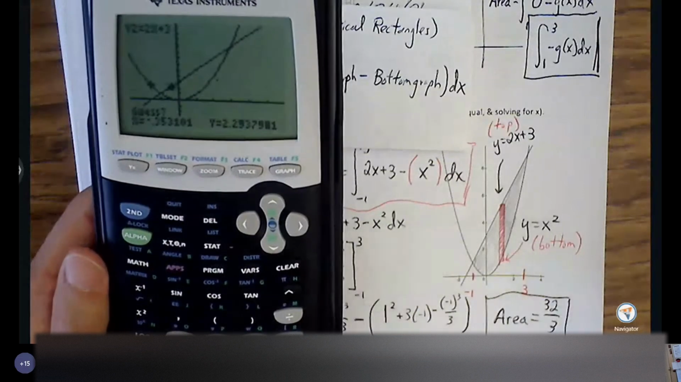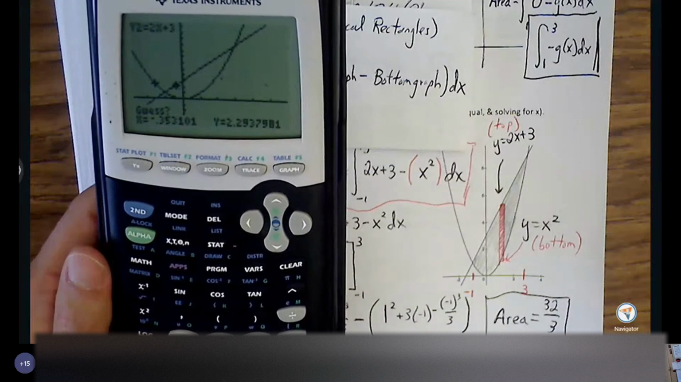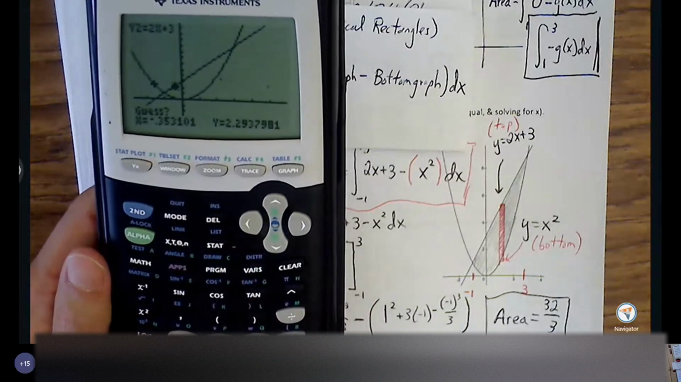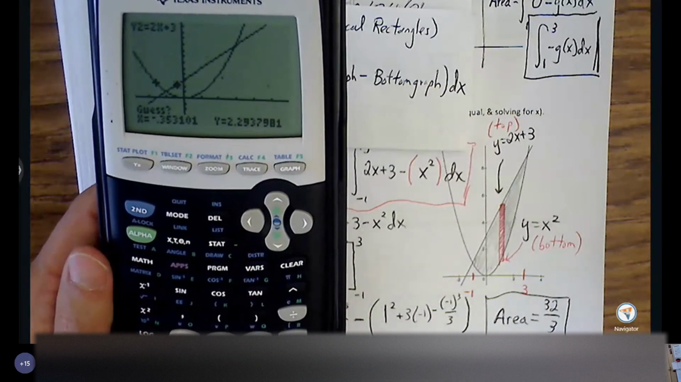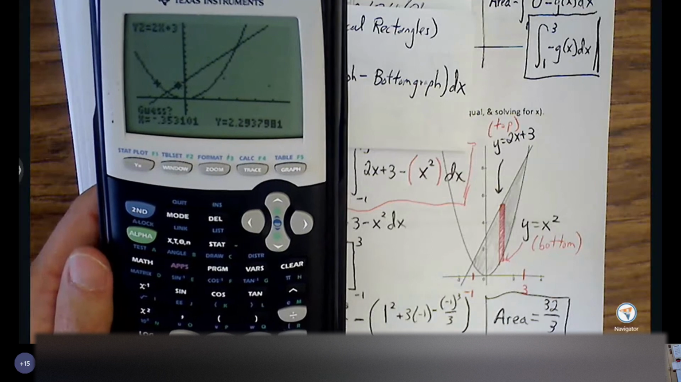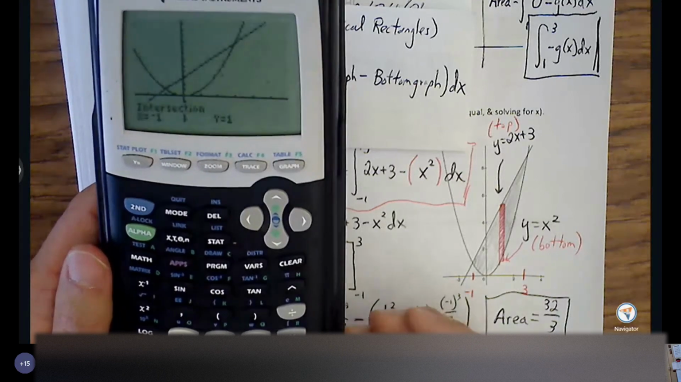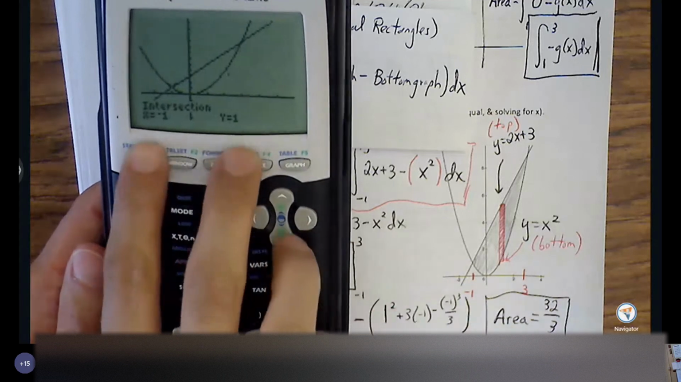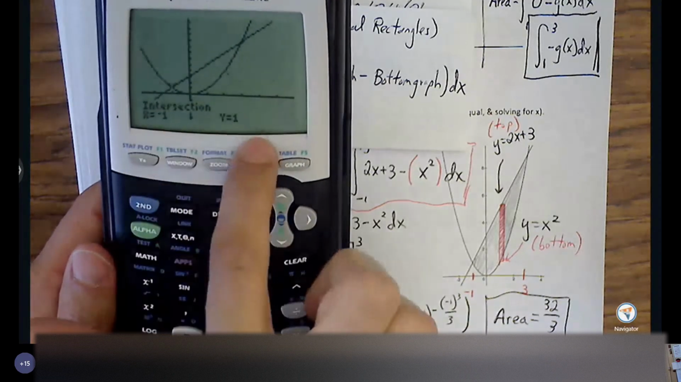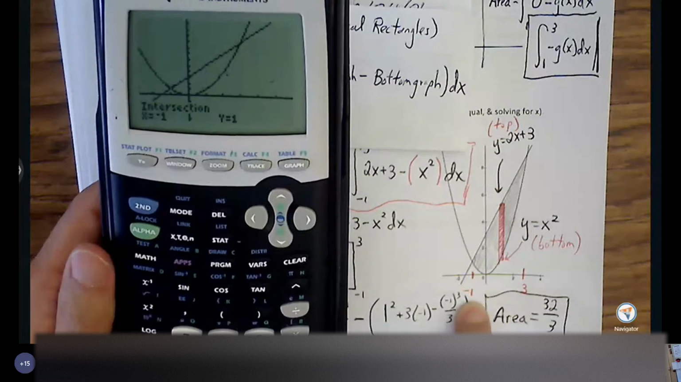And now the calculator knows, okay, you want me to look at the curve, and you want to look at the line, and it's going to say the word guess. So now the calculator is going to look for the closest intersecting points between those 2 identified points on the 2 graphs. Hit enter again, and it's going to find that ordered pair for you, -1, 1. So we only care about the x value, and there's -1.